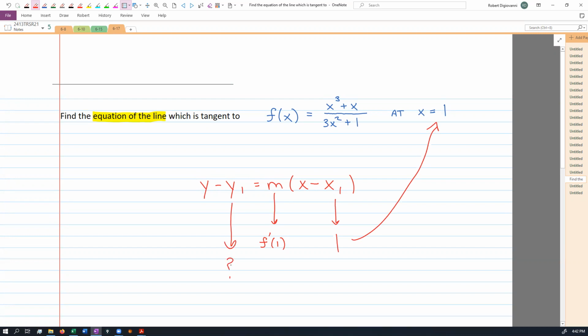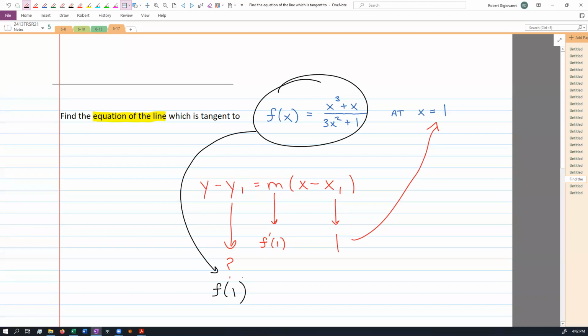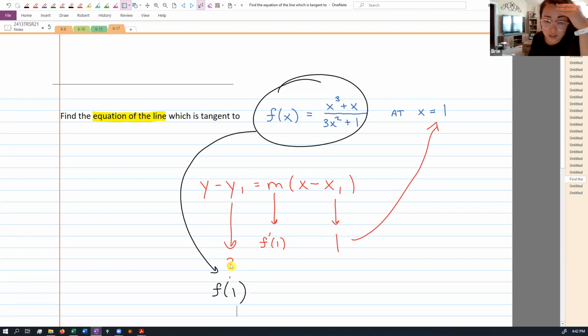And the y1 is the question that Brian was asking: where do you get the y coordinate? The tangent line must touch the original curve, which means that point must be on the function. So all you do is plug 1 into the original function, not the derivative, to get your y value. So you take the derivative of f of x and then plug in 1 once you get that derivative, and that's the m.